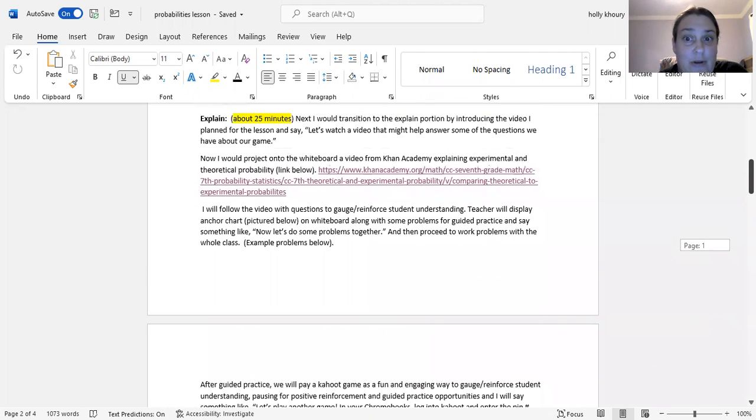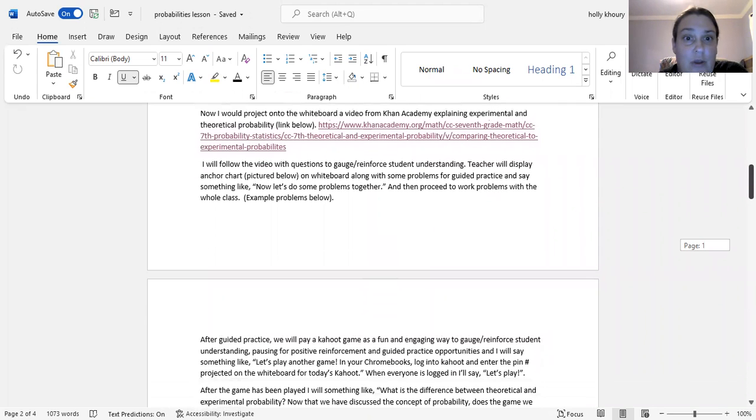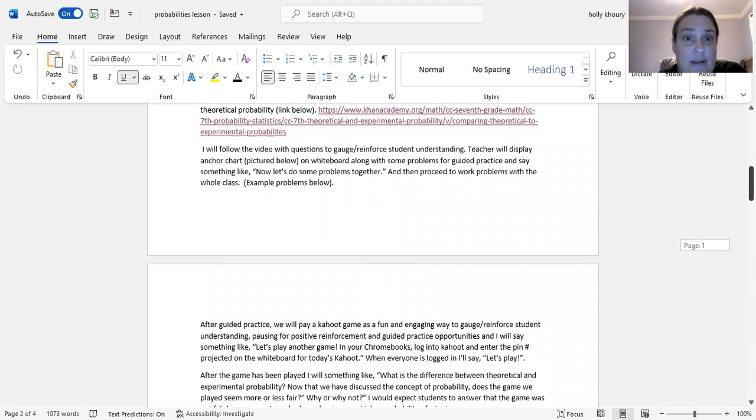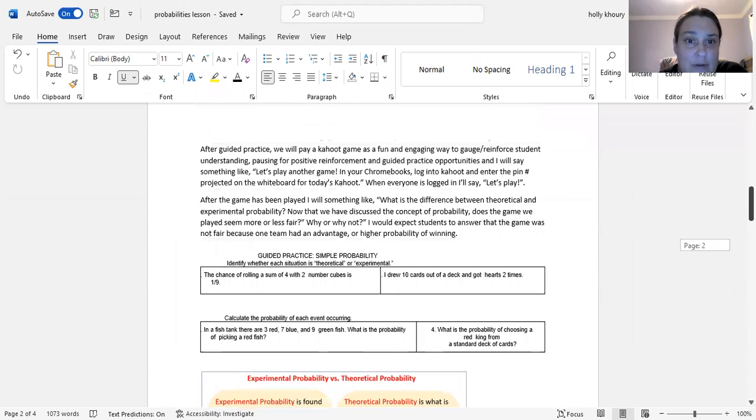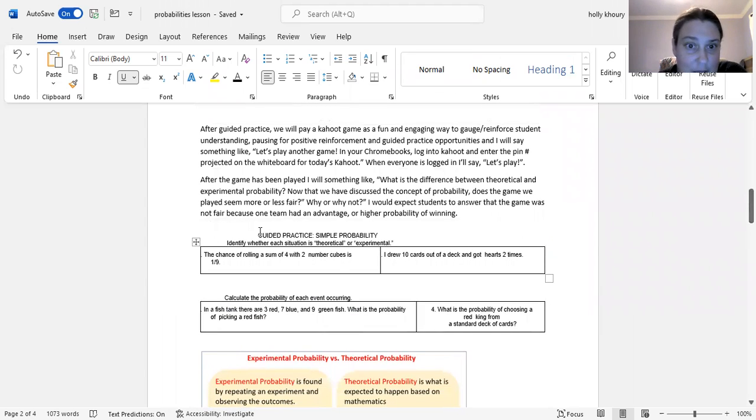Okay, so the anchor chart will stay on the whiteboard as we move into some guided practice, which I have some examples of the guided practice questions I would use here. The first two are just identify as either theoretical or experimental. The chance of rolling a sum of 4 with 2 number cubes is 1/9. So would we label this as theoretical or experimental?